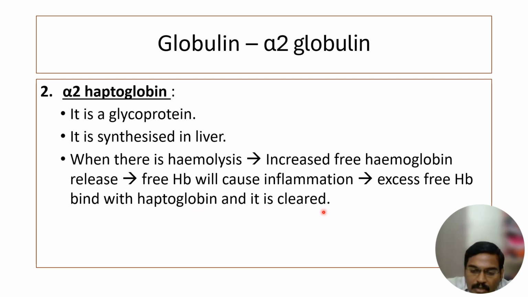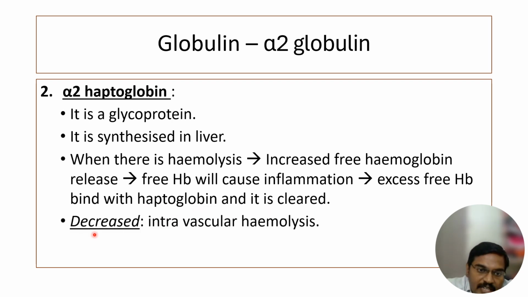So it will be decreased when there is increased intravascular hemolysis, for example sickle cell anemia, any congenital disease or any drug induced intravascular hemolysis. When there is intravascular hemolysis, there will be increased free hemoglobin. So to neutralize it, more haptoglobin will be used up. Because of that, haptoglobin levels will be reduced in intravascular hemolysis. It is an important point. In intravascular hemolysis, alpha 2 haptoglobulin levels will be reduced.